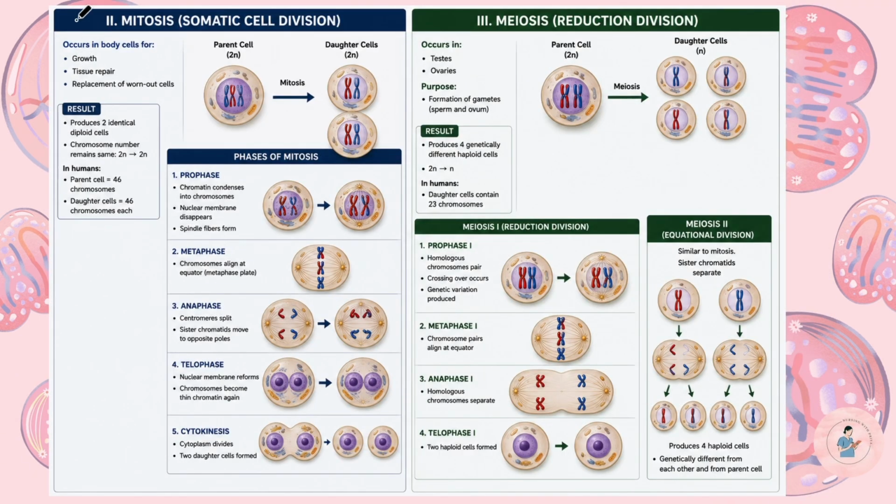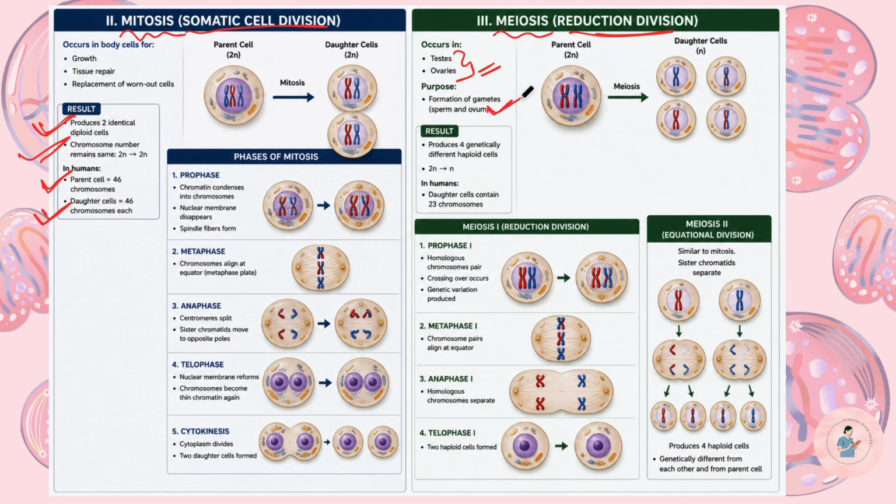There are two types of cell divisions that we discussed, mitosis and meiosis. Mitosis जो है is somatic cell division, whereas the meiosis is reduction division. Mitosis results in two identical diploid cells. The chromosome numbers remain same, and in humans the parental cell is 46 and in daughters also the chromosome number is 46, whereas in meiosis it occurs in testes and ovaries.